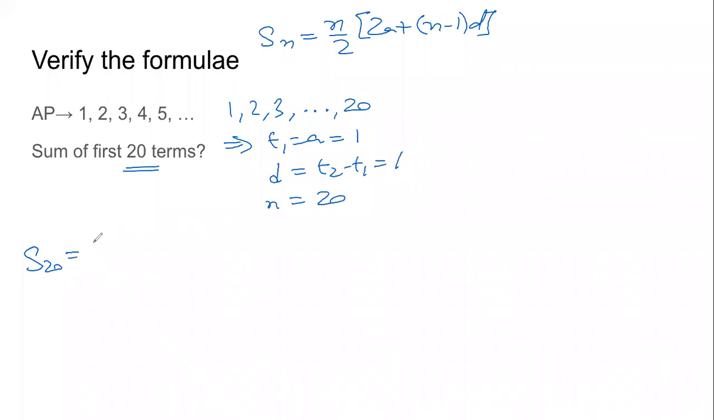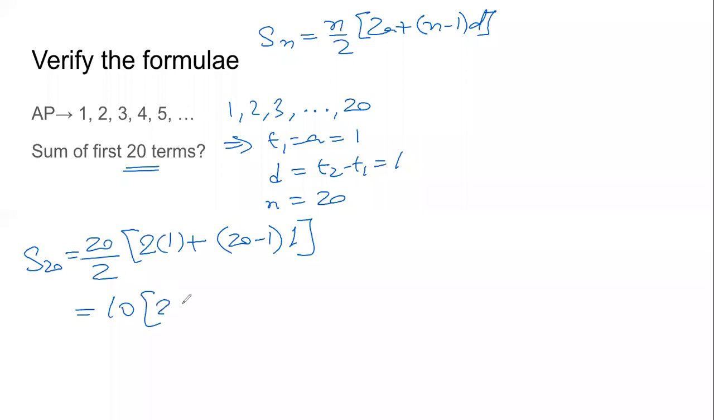S20 equals 20 by 2. So we have 2 into 1 plus n is 20 minus 1, d is 1. Bracket is closed. 20 by 2 is 10. Within brackets, 2 into 1 is 2. 20 minus 1 is 19. 19 into 1 is 19. So this comes to 10 into 21, which is 210.